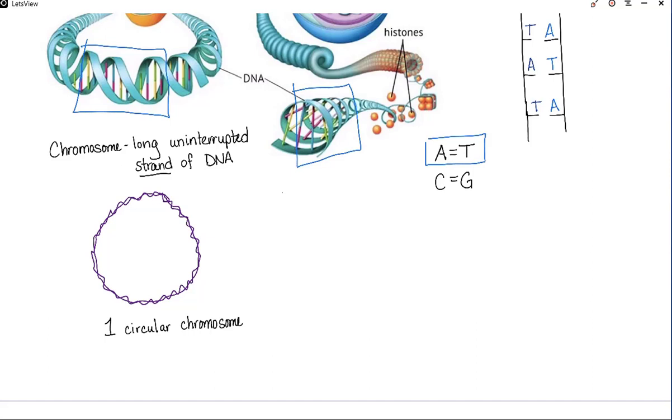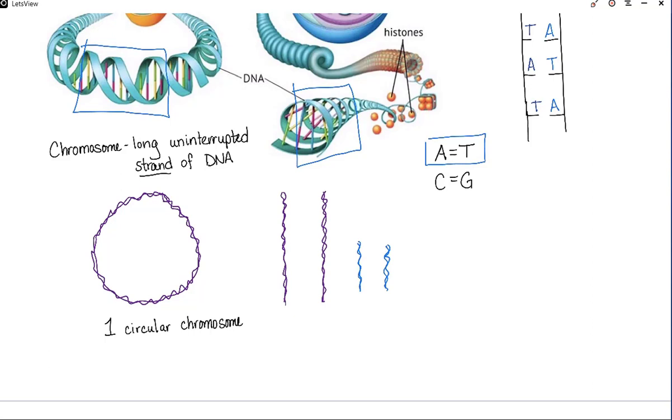So here, the chromosomes are linear, and they are usually found in multiples of 2. So here I have 4 chromosomes. Notice I have 2 big ones and 2 small ones. So they tend to come in pairs. In other words, there are 2 copies of each chromosome.